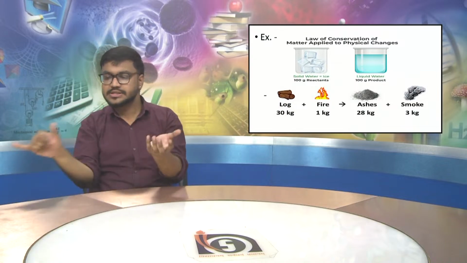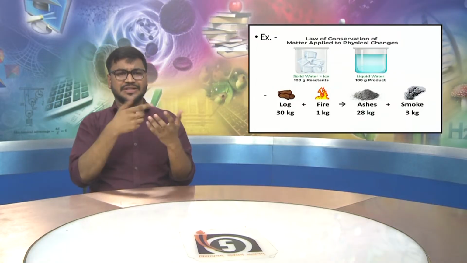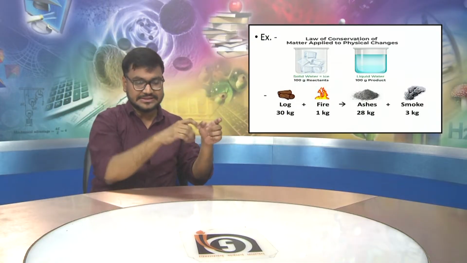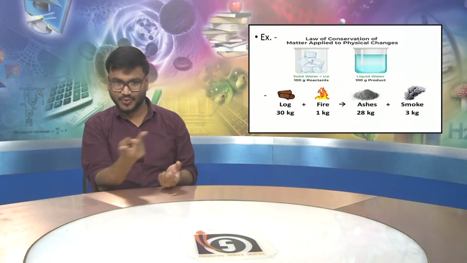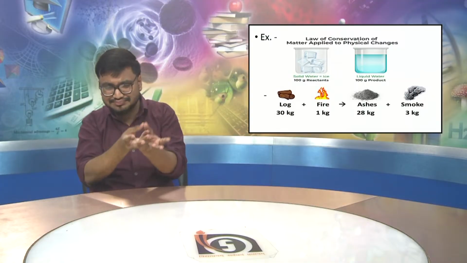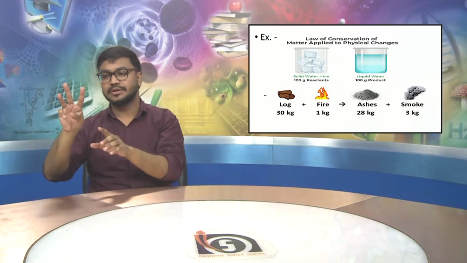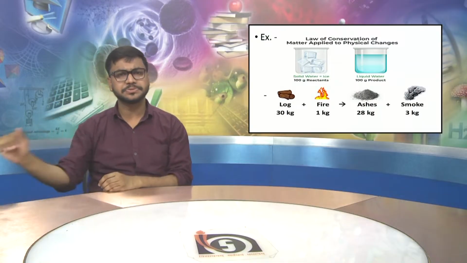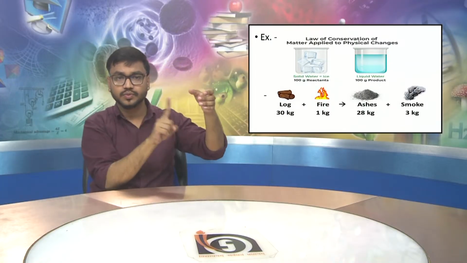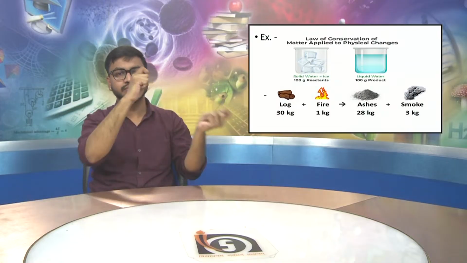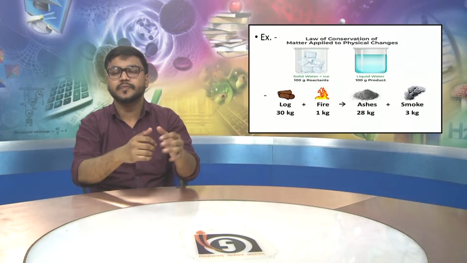For example, there is an example of the law of conservation of mass. There is a log and fire. After burning the log, we get the ashes and smoke. The log weighed 30 kg and the fire was 1 kg. So, after burning, we get the ashes and smoke. The ashes weighed 28 kg and the smoke weighed 3 kg. So after and before, the mass was the same, which is 31 kg. Same as for iced water and liquid.